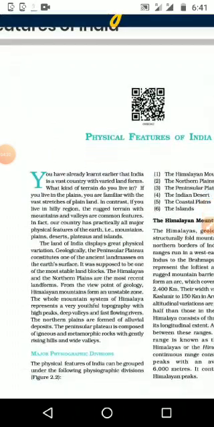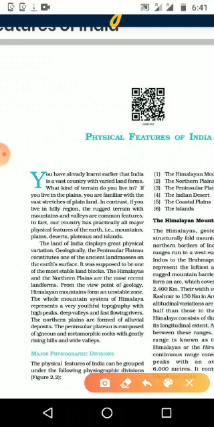You have already learned earlier, India is a vast country with varied landforms. In 6th standard also we learned the same sentence. And what kind of terrain do you live in? If you live in the plain, you are familiar with the vast stretches of plain land.